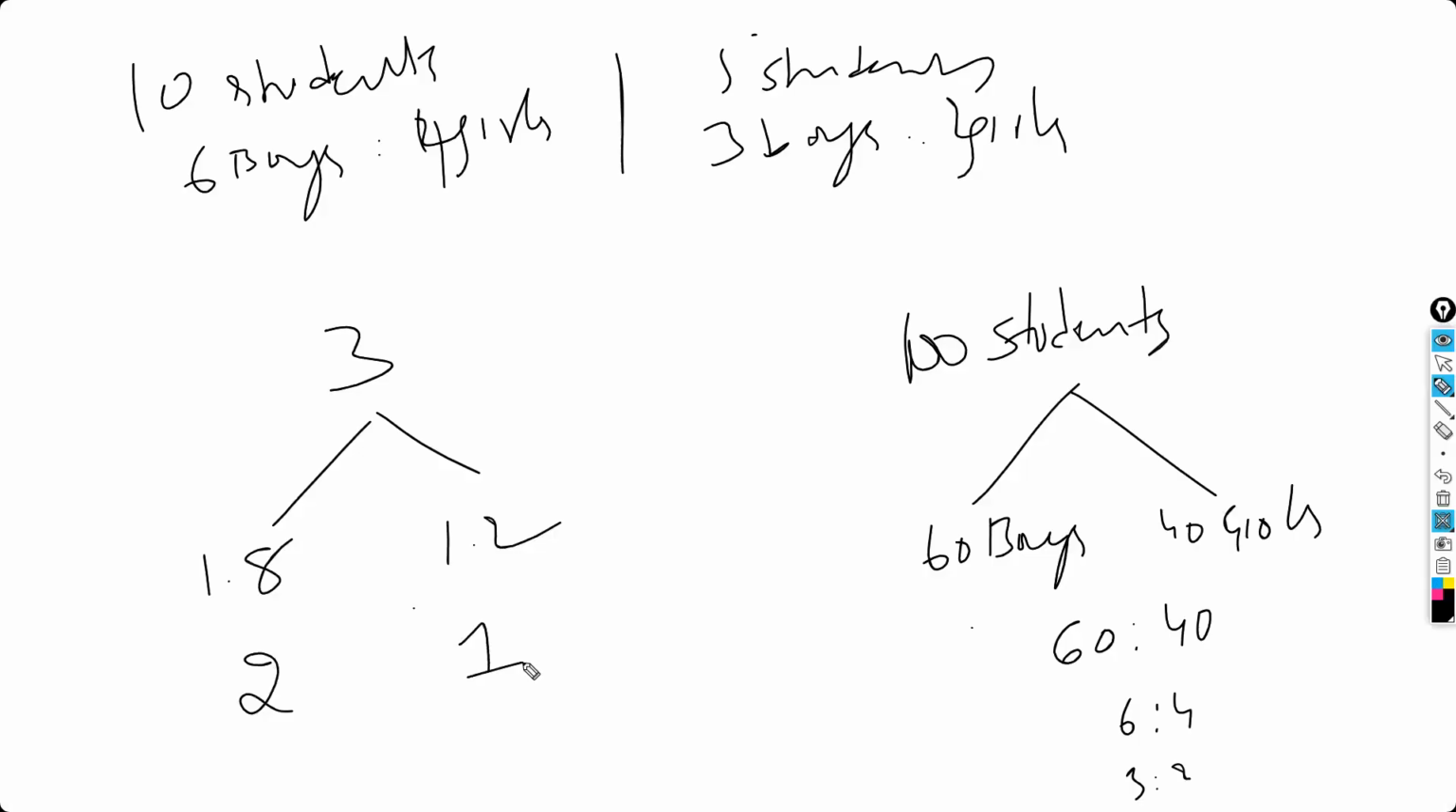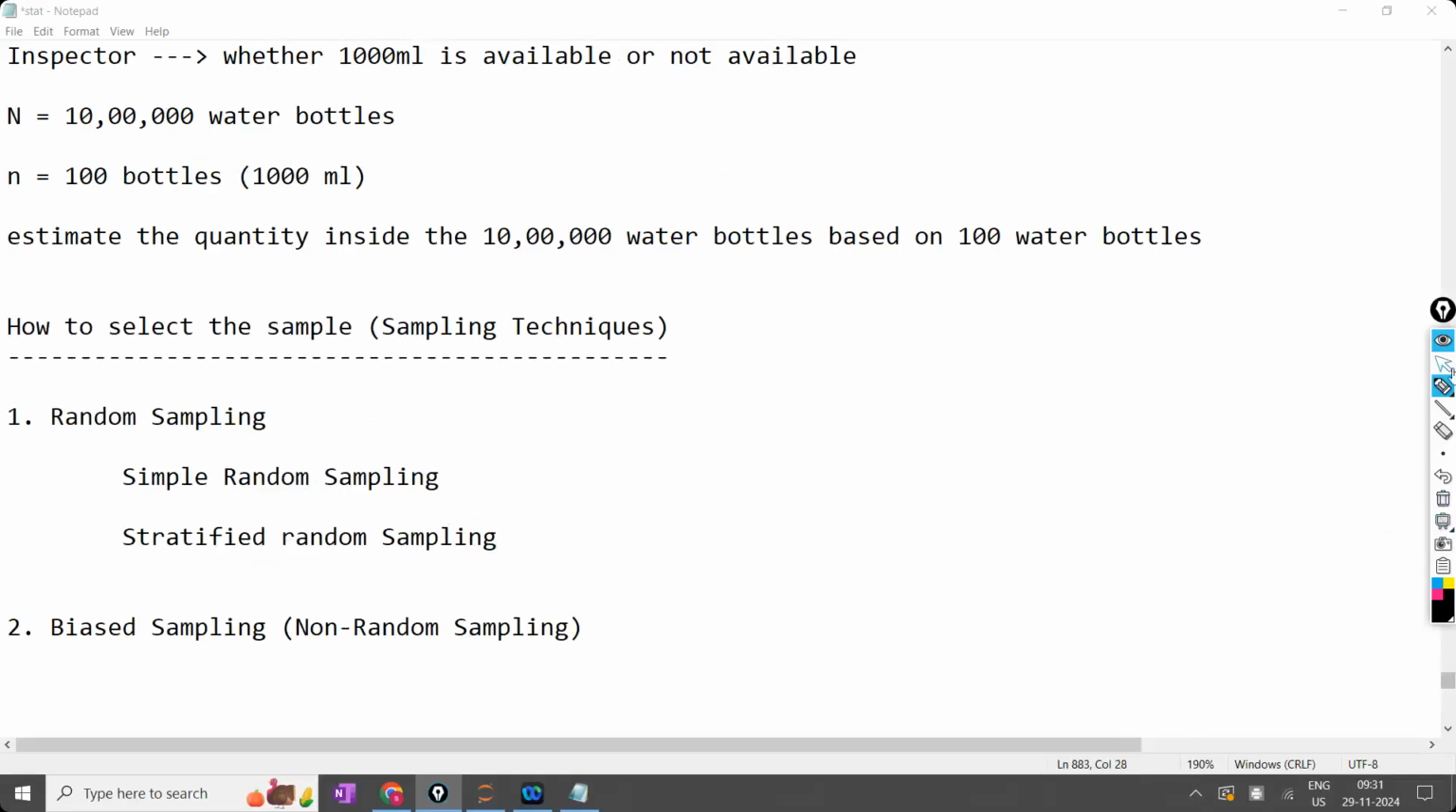Is the point clear? If you take 1.8 and 1.2 exactly, then you will get the 3:2 ratio. But here that possibility is not there. 1.8 boys and 1.2 girls are not possible. Then 2:1 you are going to get. Then it is going to be disproportionate. Basically, it is stratified random sampling.